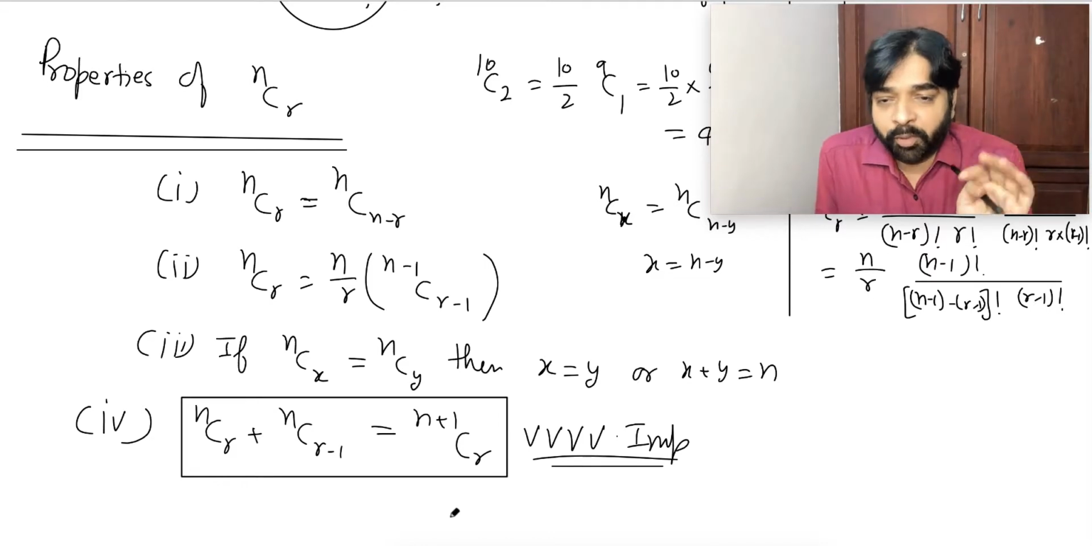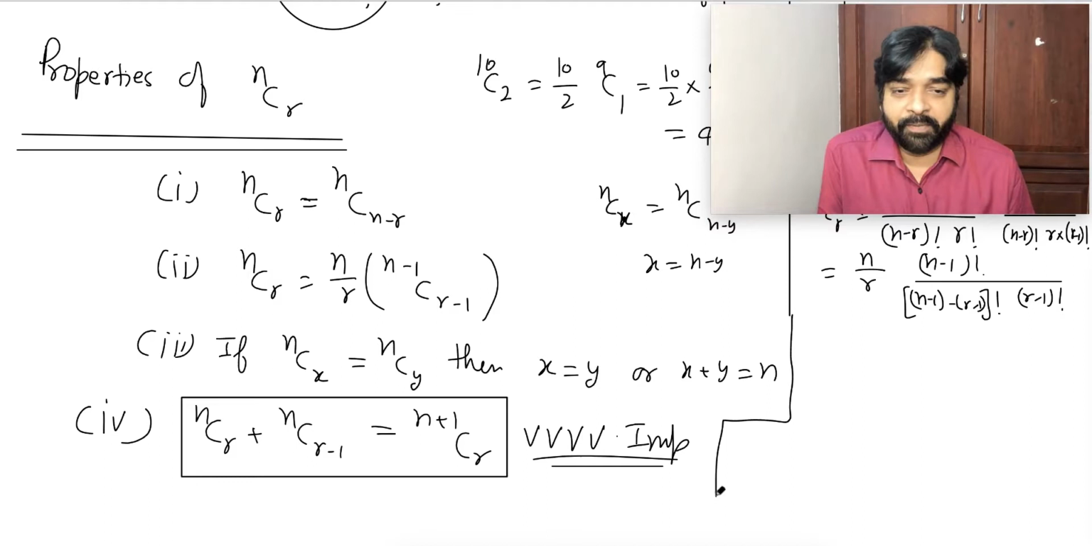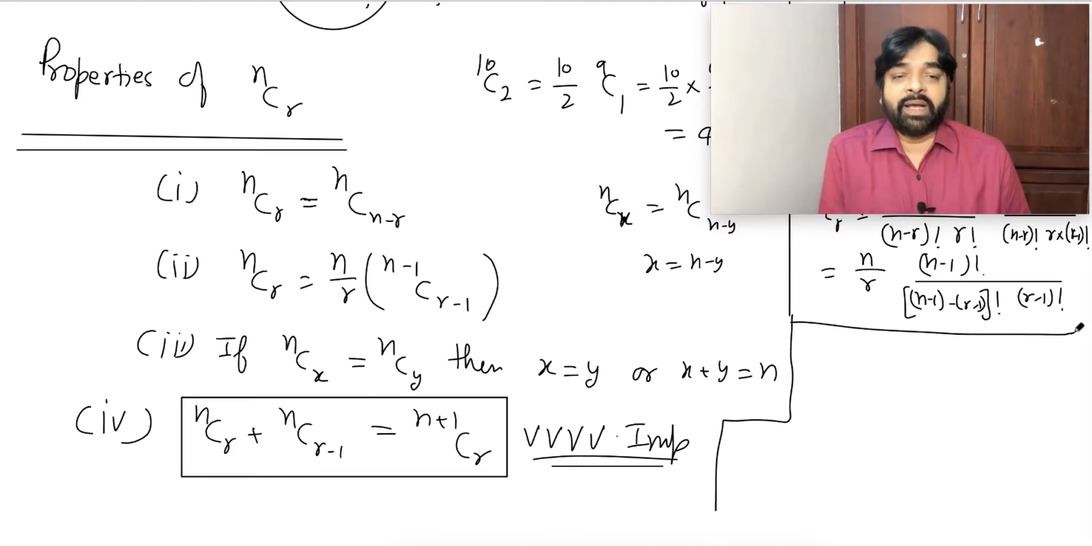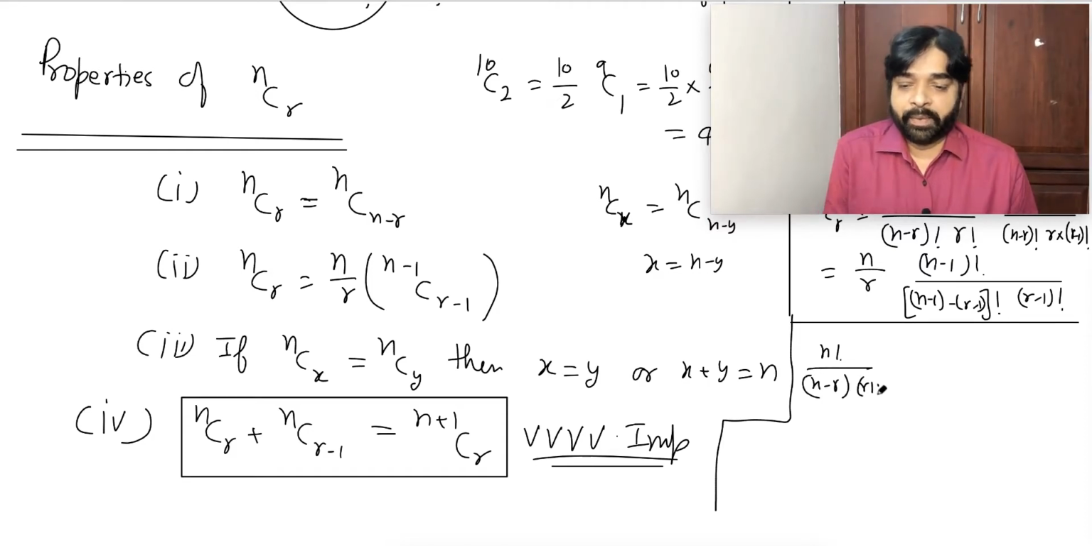If you have to prove it logically, we will see. Without writing a single step, we can prove it by logic. Otherwise, analytically, you have to take the left hand side and try to bring the right hand side. So if you take the left hand side, you will get n factorial by n minus r factorial into r factorial plus n factorial divided by n minus r plus 1 factorial into r minus 1 factorial.